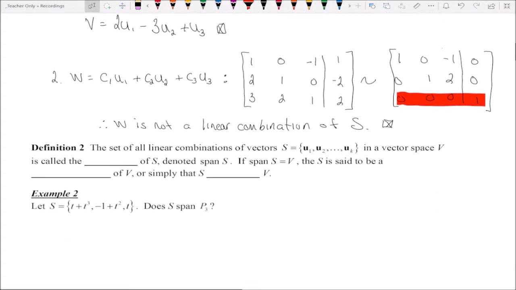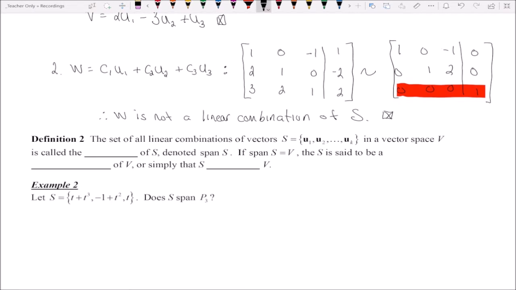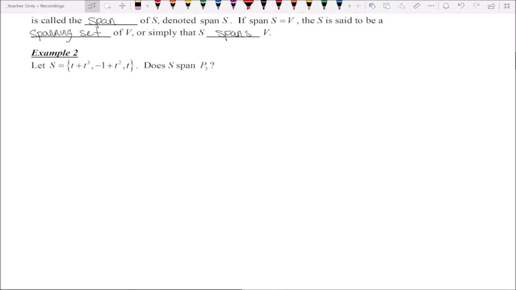Now, the set of all linear combinations of vectors in S, u1, u2, and so on up through uk, in a vector space is called the span of S, denoted by span S. If span S is equal to V, then S is said to be a spanning set of V, or simply that S spans V. Right, so again, the set of all linear combinations of the vectors of a set S is called the span of S, and if the span of S happens to be the entire vector space, then we say that S spans V.